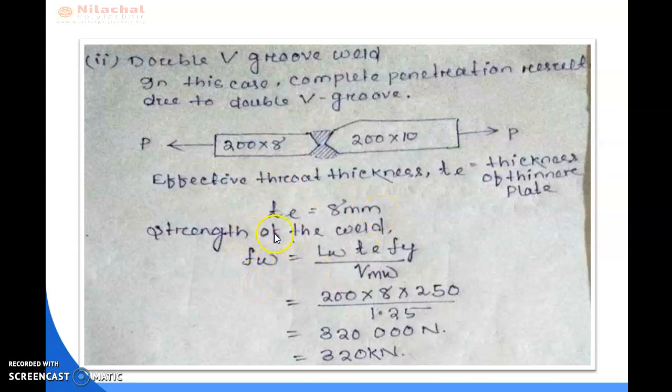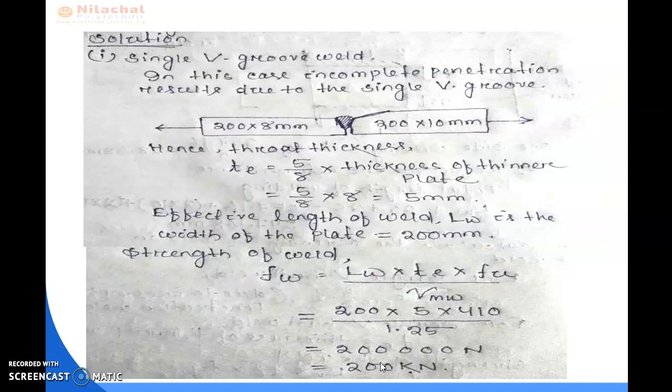After that, Fw equal to Lw te fy divided by gamma mw. So Lw is similar to the single V groove weld, which is 200. Then te is 8 and fy is given in the question as 250, and gamma mw for shop welding is given as 1.25 from table number 5 in the code book. So after calculating all these things, you get the value 320 kilonewton. Okay. So in this way, you have to calculate the strength of the plate in case of butt weld.